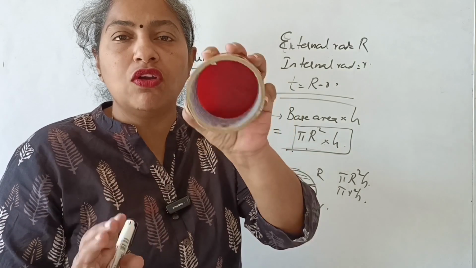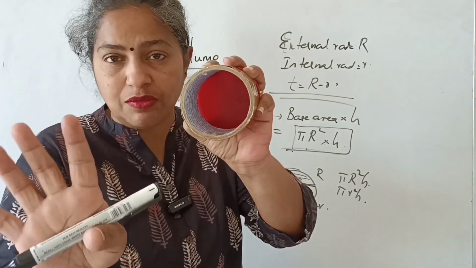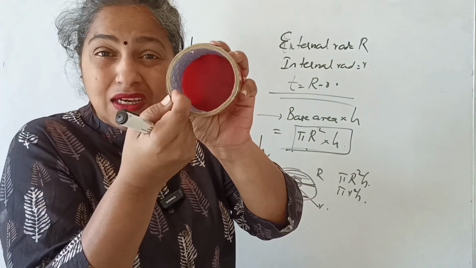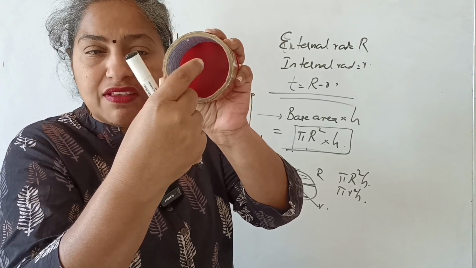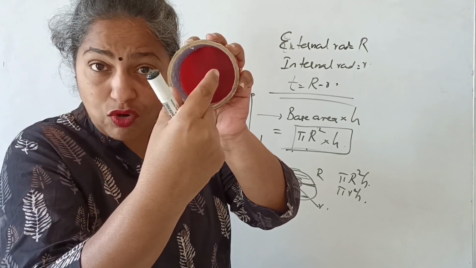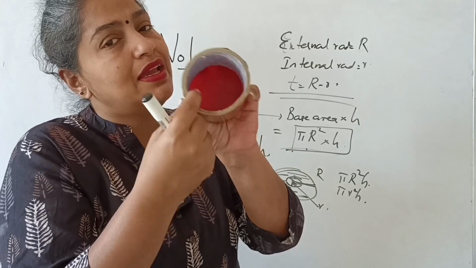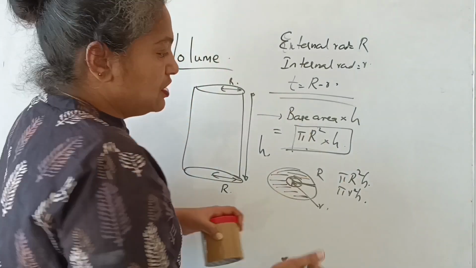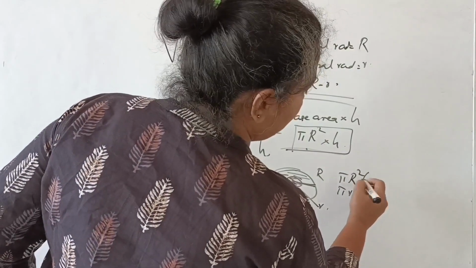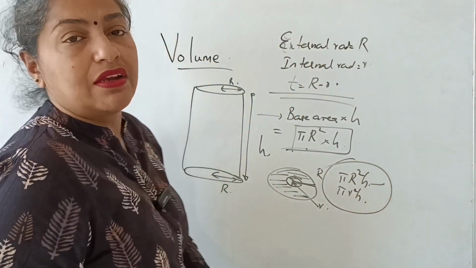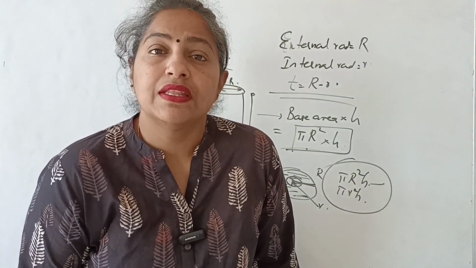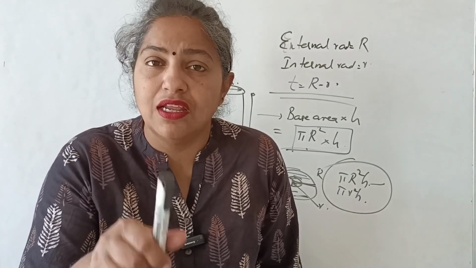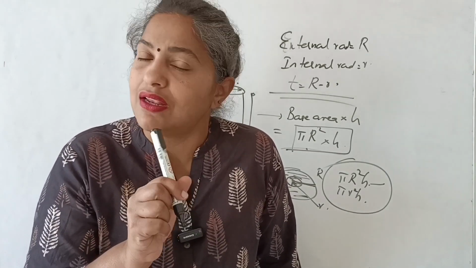Now our hollow cylinder, the main problem is that this part is empty. Okay, I need to find only the volume of this part. So if I subtract the lower volume from the higher volume, I get the volume of the material used for making this particular cylinder. So it is pi R square h minus pi r square h. That is the volume of the material used for making this particular cylinder.